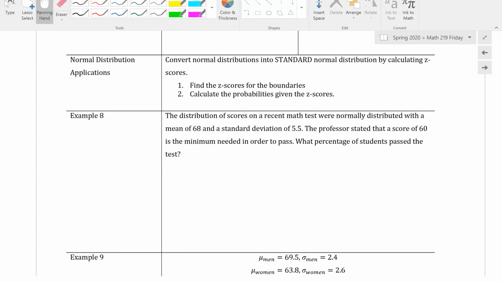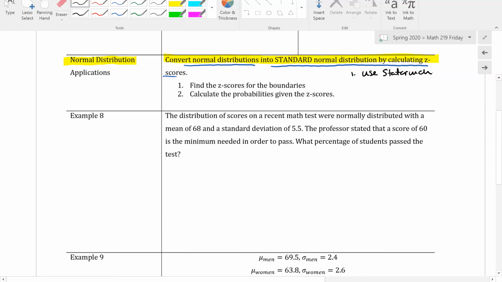using StatCrunch. Or if you're not going to use StatCrunch, then what you're going to have to do is convert your normal distribution into the standard normal distribution, by converting your data scores into z-scores, okay? So you're going to find the z-score for your data values and then use a z-table. All right, so you got two options. One, use StatCrunch.